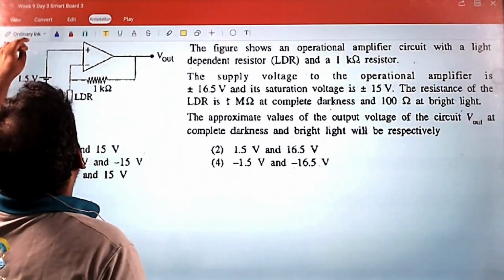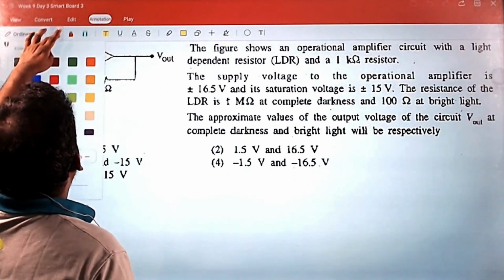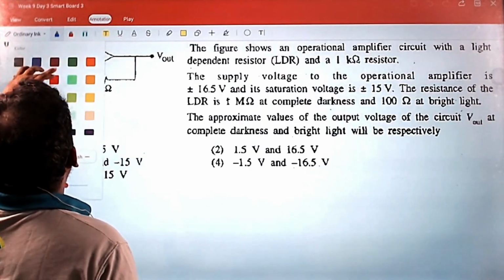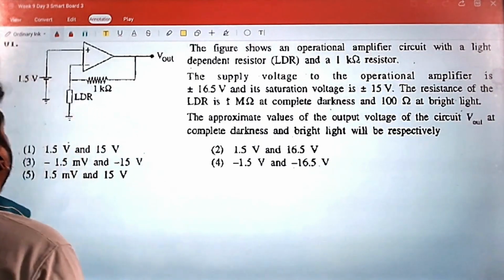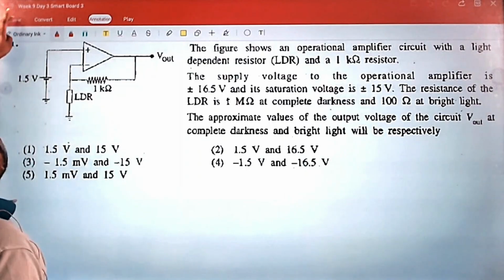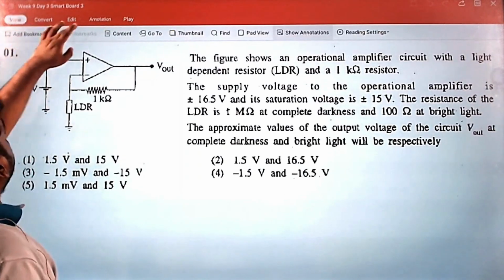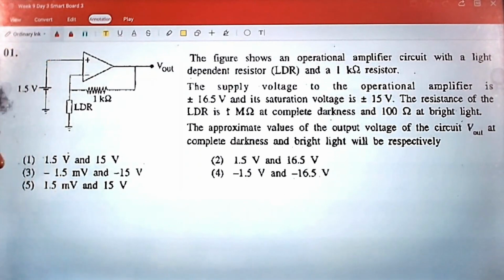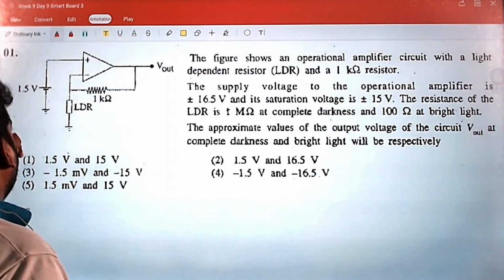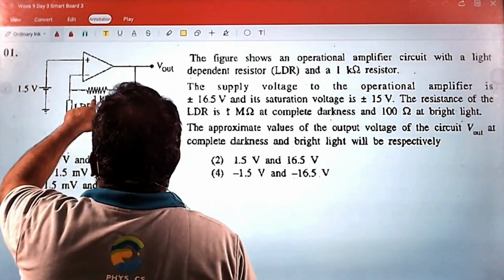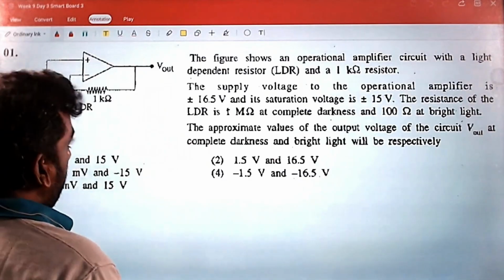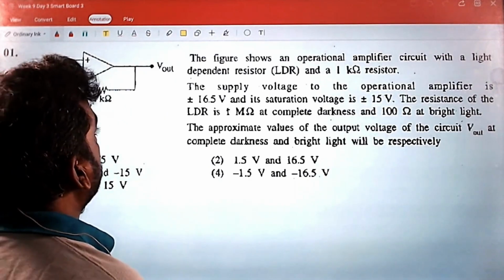Question number 1. So here these are operational amplifiers. The output is connected to the input, so it's feedback. It's a closed loop circuit.